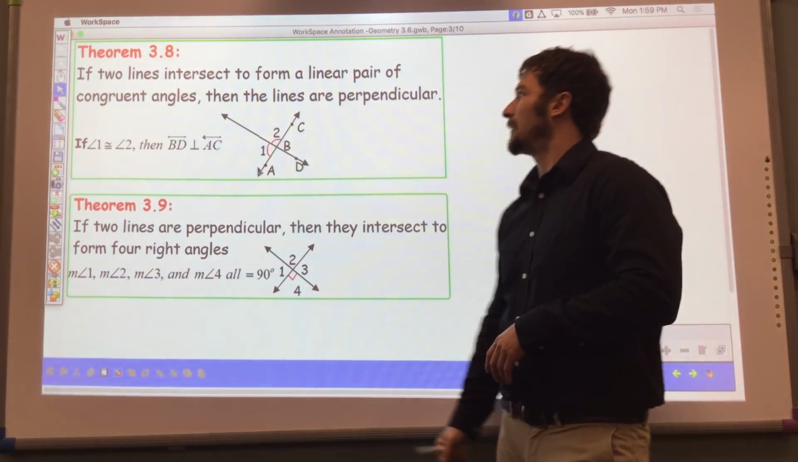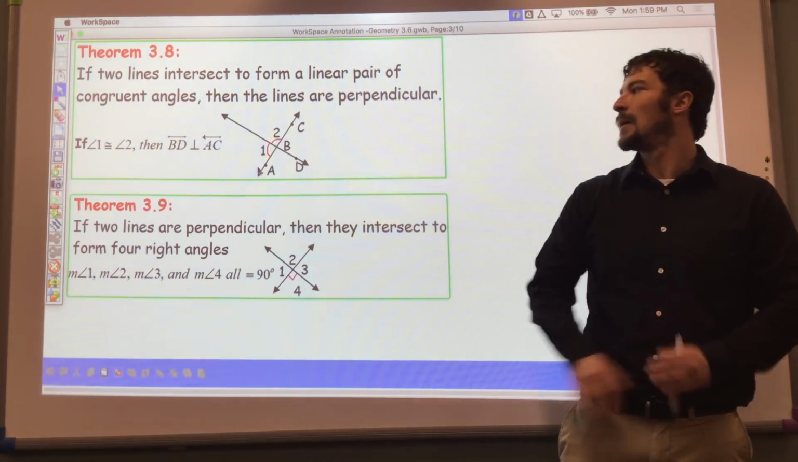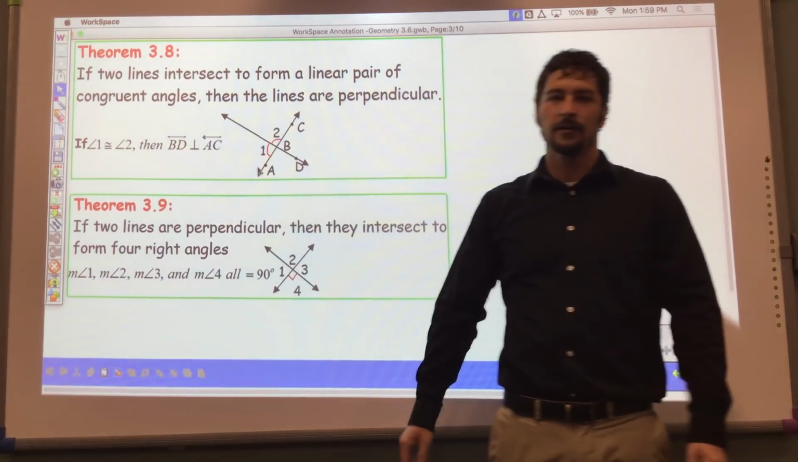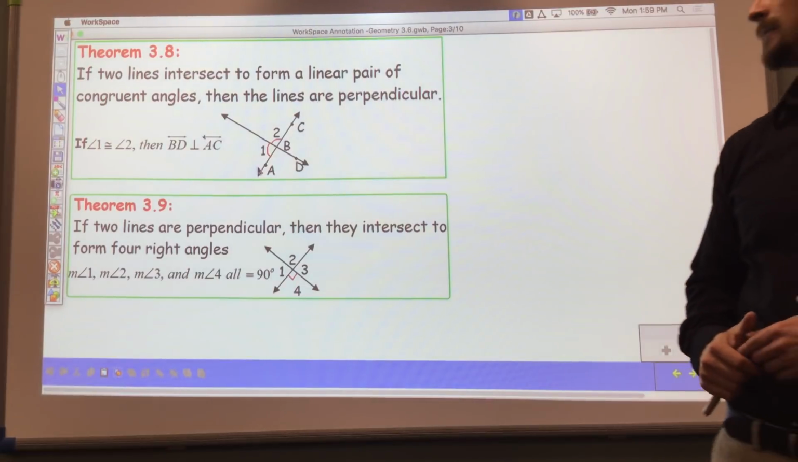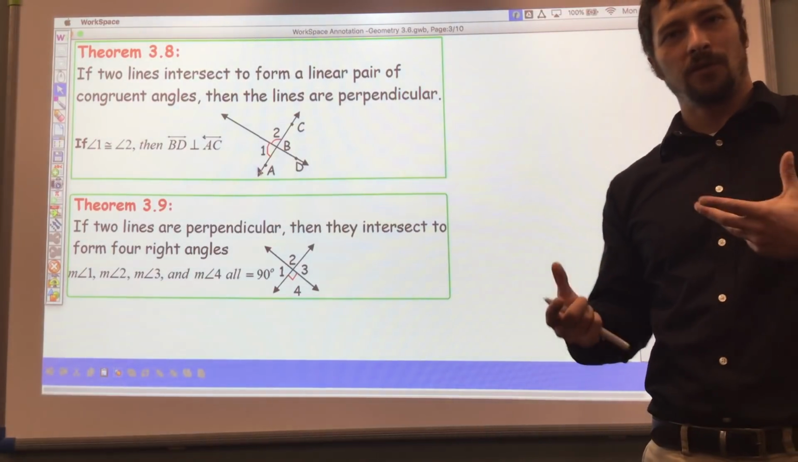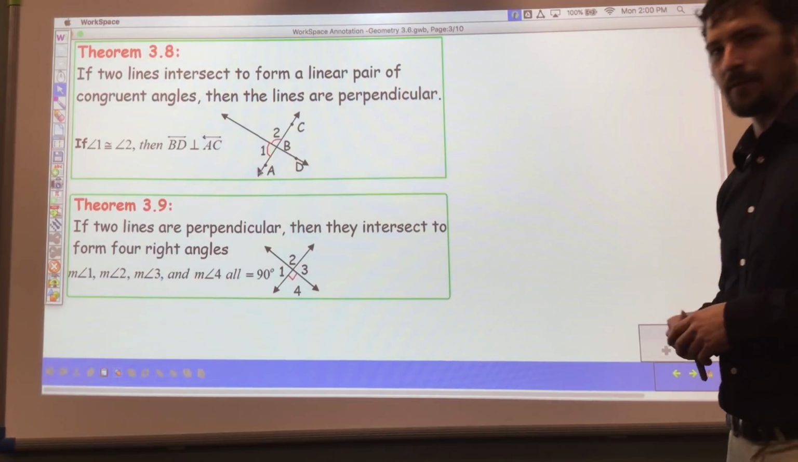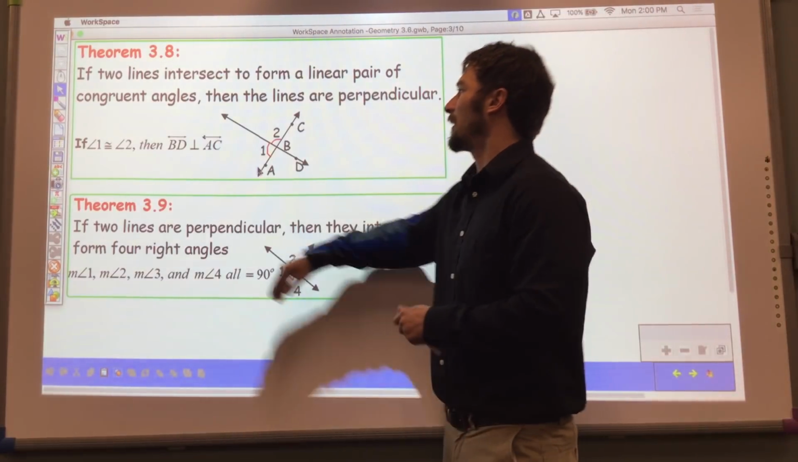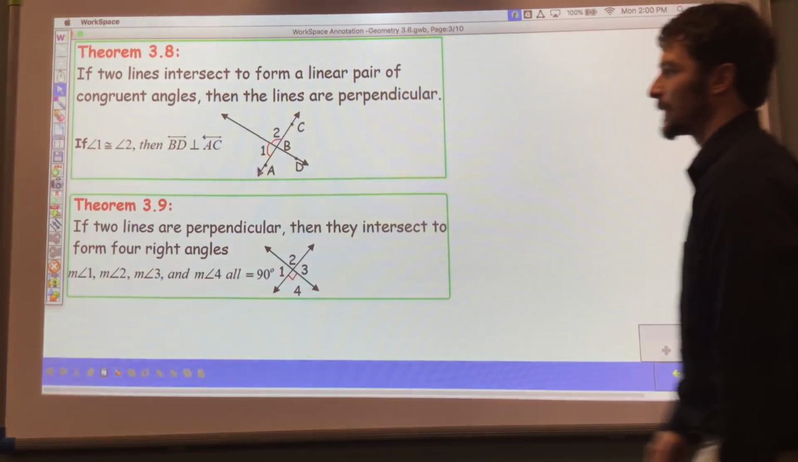Okay? And if we want to prove that, that would be part of our proof, saying that 1 and 2 are a linear pair, so 1 and 2 are supplementary, they add to 180. Then you know 1 is equal to 2, so you could do some substitution, and then end up doing some division, and you would end up with BD perpendicular to line AC.